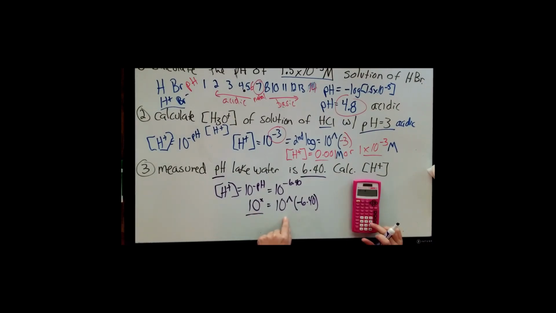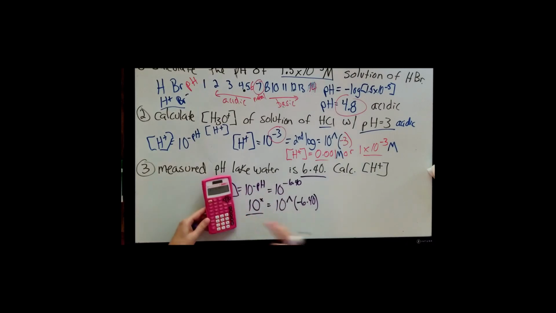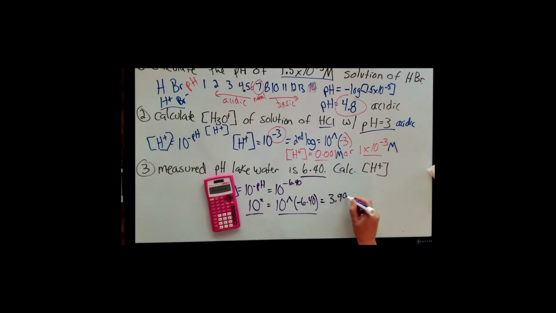Everybody's calculator might be slightly different. If you're having any trouble figuring this out, don't be afraid to send me an email. We can meet up via FaceTime or any virtual platform that you're comfortable with to figure it out. When I enter that in my calculator, I get 3.98 times 10 to the negative 7. And that's concentration, so it's molarity. Depending on your calculator, it also might have given you normal notation, with 6 zeros and then a 398. So both of these are correct.